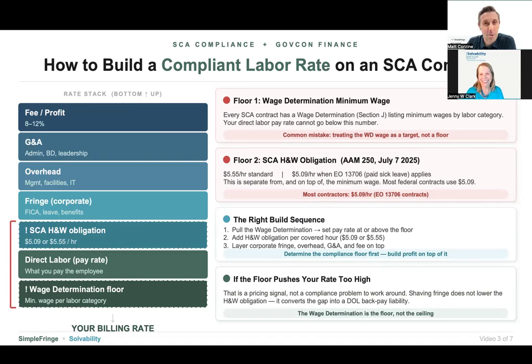Yeah, always. Well, Jenny, I think we've covered everything here on this visual today. Anything else to add before we wrap up? No, I think you're on the right track with SimpleFringe and helping to serve those people that have Service Contract Act to make sure they've got the reporting they need to back up what they're paying people.